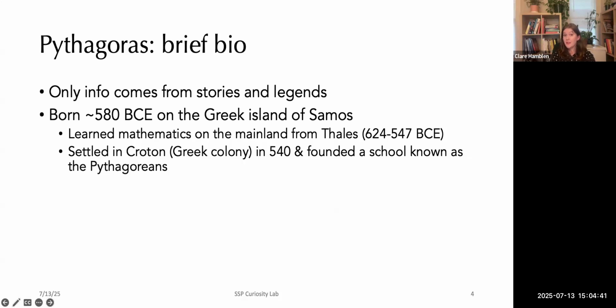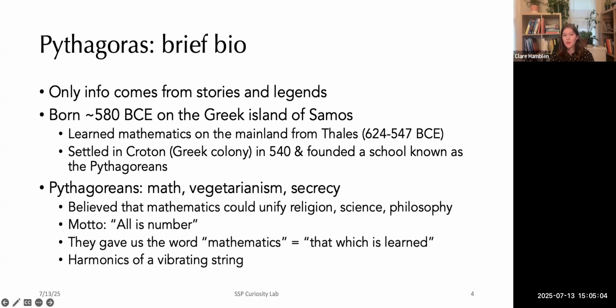Now, Thales is considered to be the founder of Greek mathematics. He is the one who gave us the deductive method, which is deeply influential in mathematics for millennia and still is. Eventually, Pythagoras settled down, and by 540, he had founded a school that we know today as the Pythagoreans. The Pythagoreans were interesting today, and they were interesting even to their contemporaries in ancient Greece. They had a belief that mathematics could unify religion, science, and philosophy. So they were more than just mathematicians. Their motto was all is number.